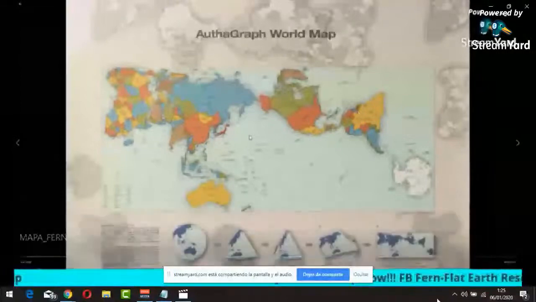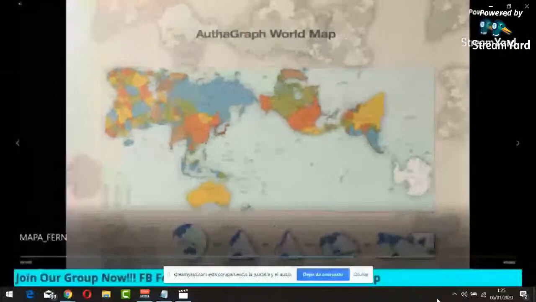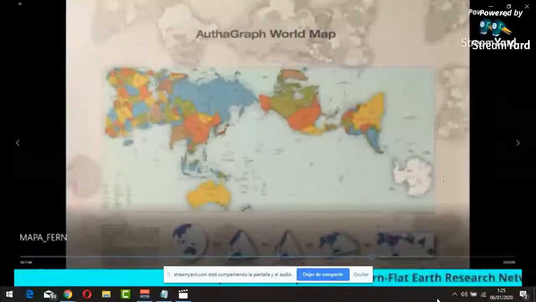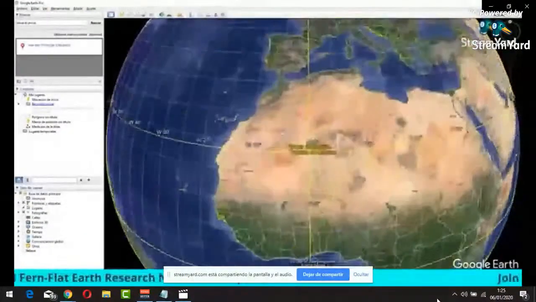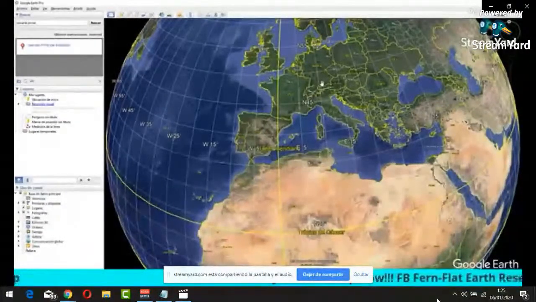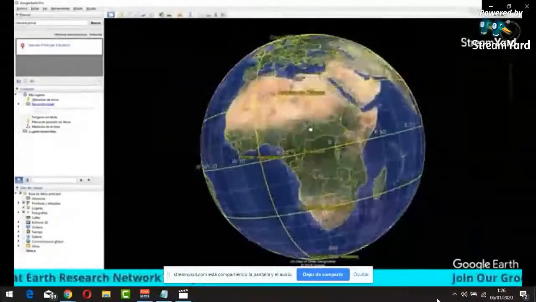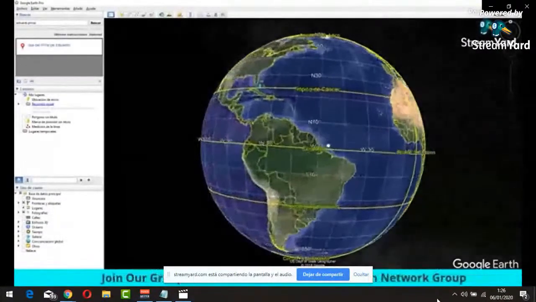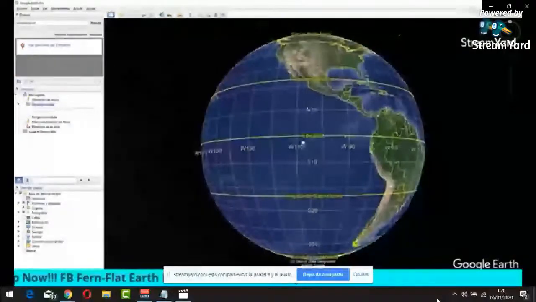So Google said that they created the Autograph World Map, and they used this base to create Google Earth. We know Google Earth right now, and everybody thinks this is the real world. Finally, we got it. After thousands of years, we know exactly how the world is. For real? It's a joke. For the first time in history, do you think they got it, or is this fake?